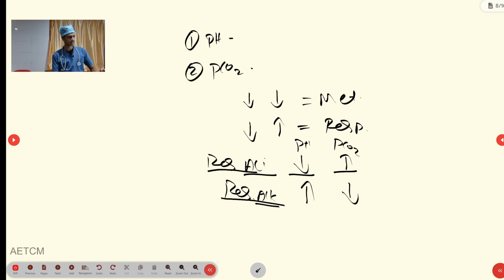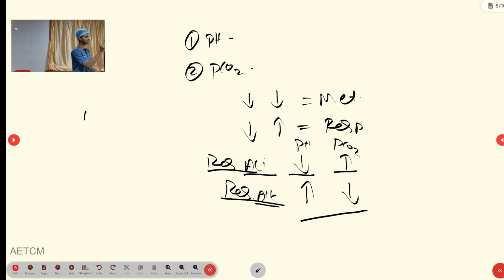Okay, that is the condition. So here also you can see both are in opposite direction. That is why whenever the pH and then PCO2 are traveling in opposite directions, that is indicating a primary respiratory disorder. Both in the same direction means that is indicating metabolic.